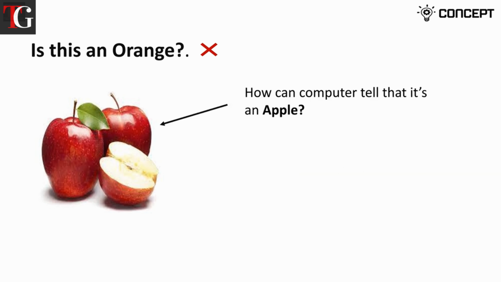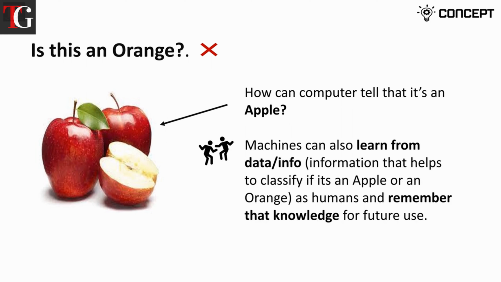So how can a computer tell that it's an apple? Machines can also learn from data or information that helps them to classify if it's an apple or an orange as humans do, and remember that knowledge for future use.